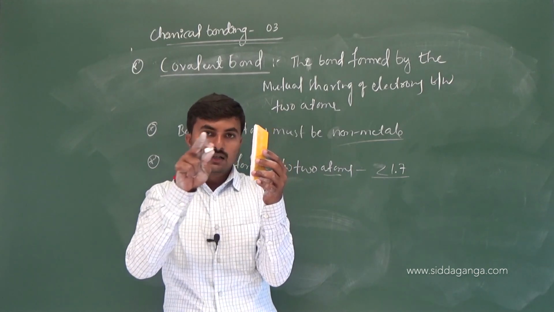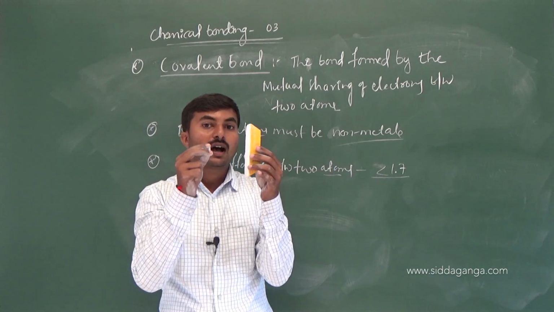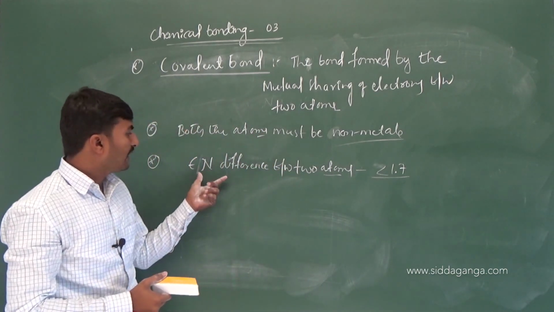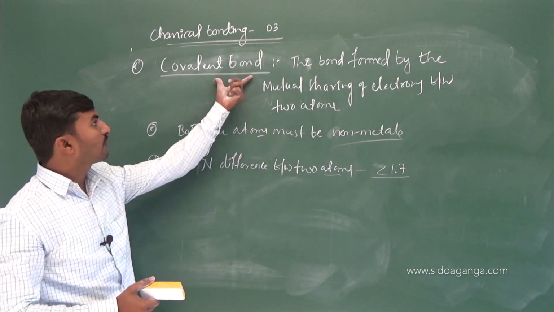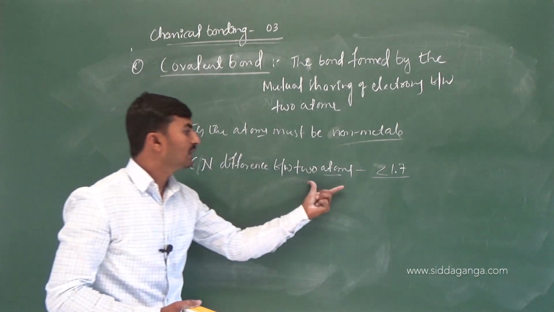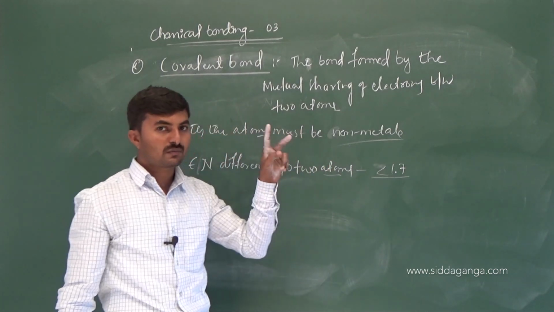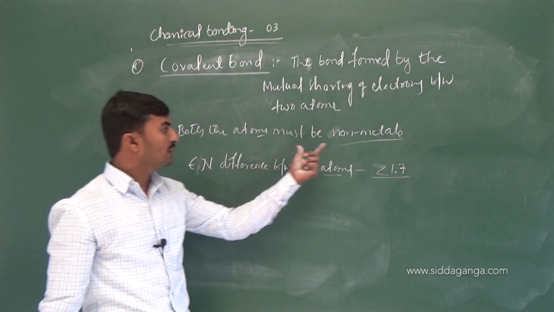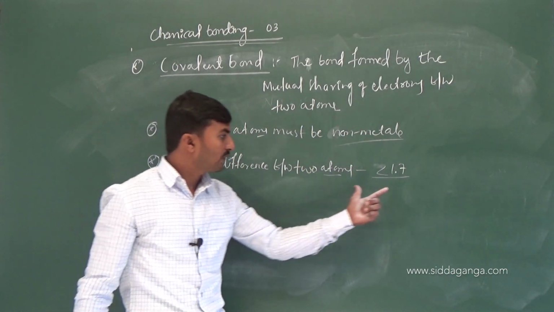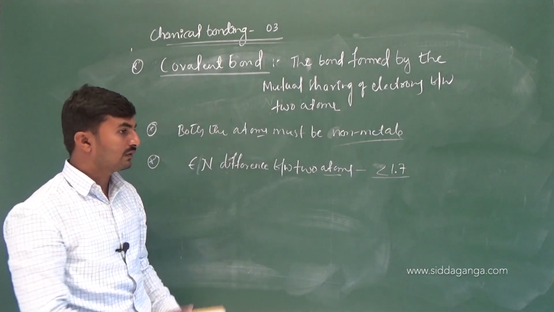If it is greater than 1.7, then it shows the polar character or it shows the ionic behavior. It leads to ionic bonds. Okay, this is the another condition that in order to form a covalent bond, the electronegativity difference between the two atoms should be less than 1.7. These 2 points you must remember. If the bond is formed between two non-metals, then it is covalent, and if their electronegativity difference is less than 1.7, then it is covalent in nature.